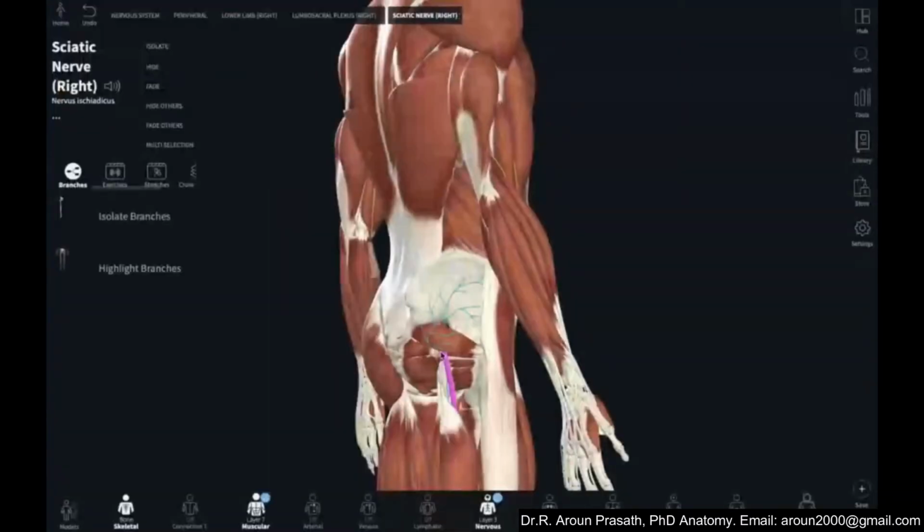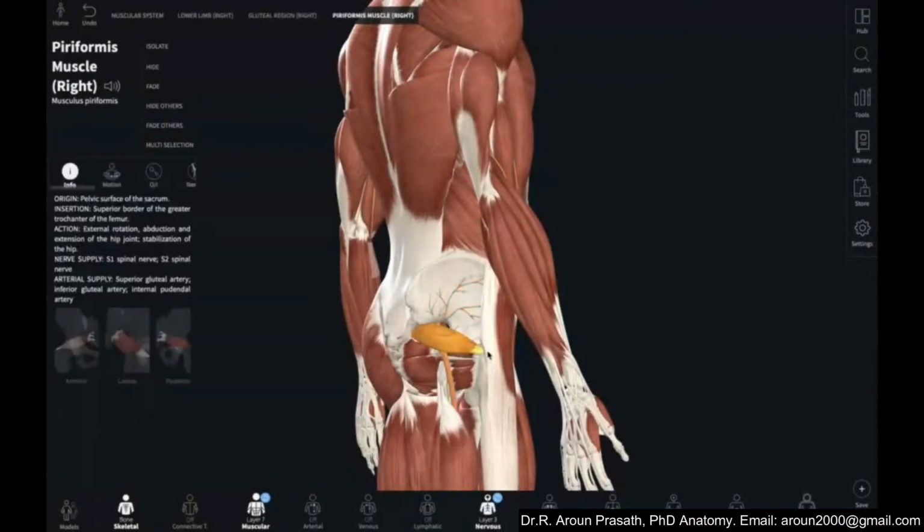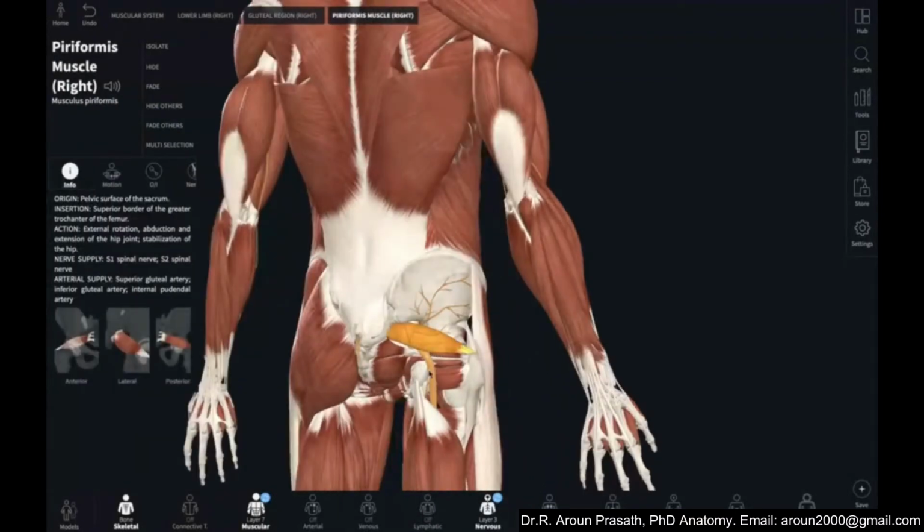So in that way, if this piriformis muscle is compressing the nerve, then also there is radiating pain. This is what we call Piriformis Syndrome, you can Google it. When you remove the spasm of this muscle, then the pain will be relieved. So there are many clinical aspects that you have to understand.